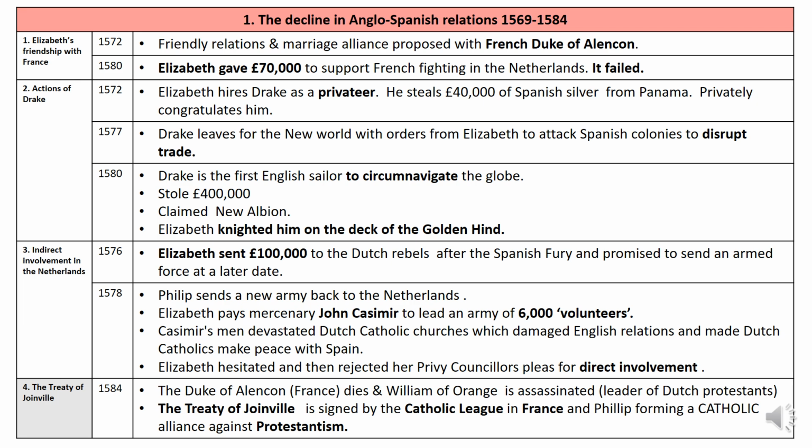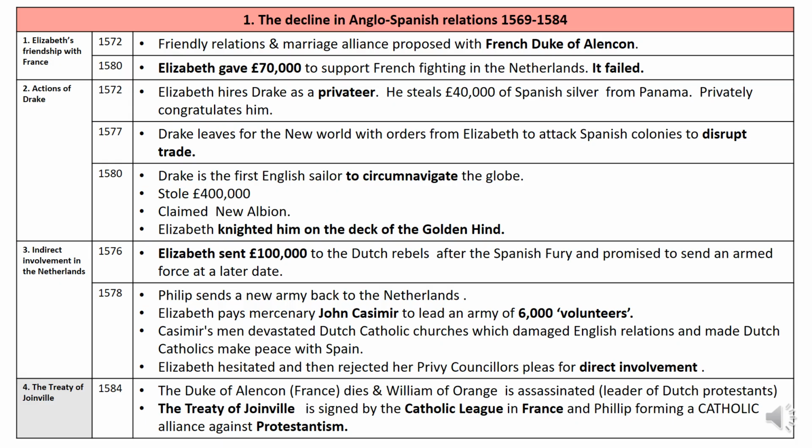The soldiers retaliate by starting to sack some of these cities in the Netherlands, which causes the Dutch rebels to unite against the Spanish. So Elizabeth sends £100,000 to help the rebels, and she promises she'll send an armed force at a later date. But you must note she's still not directly getting involved. She's not quite sent her own military there yet.